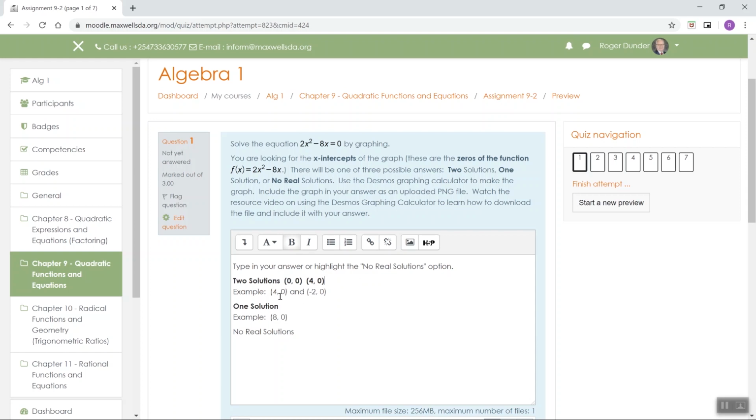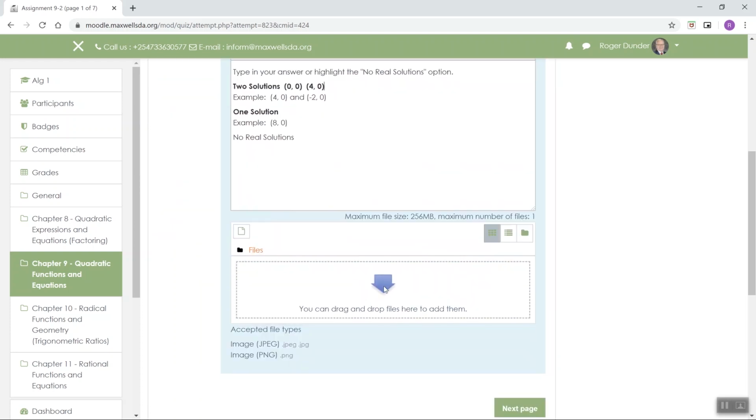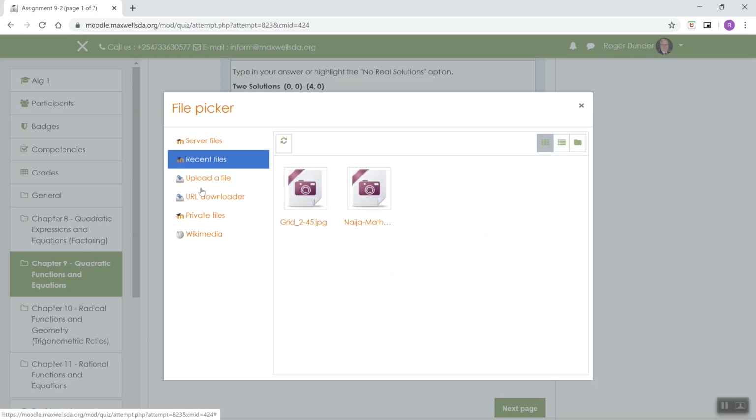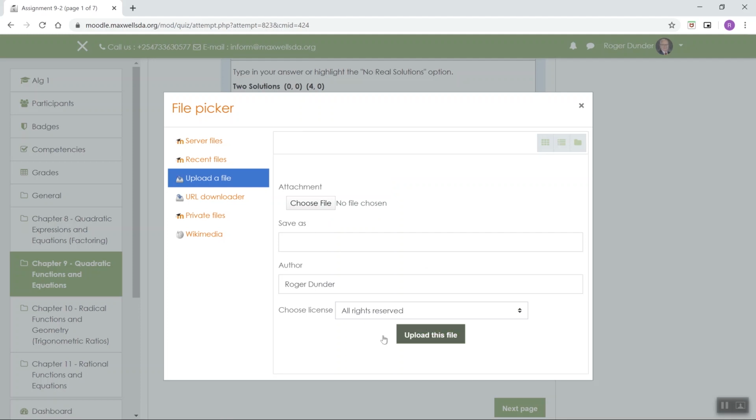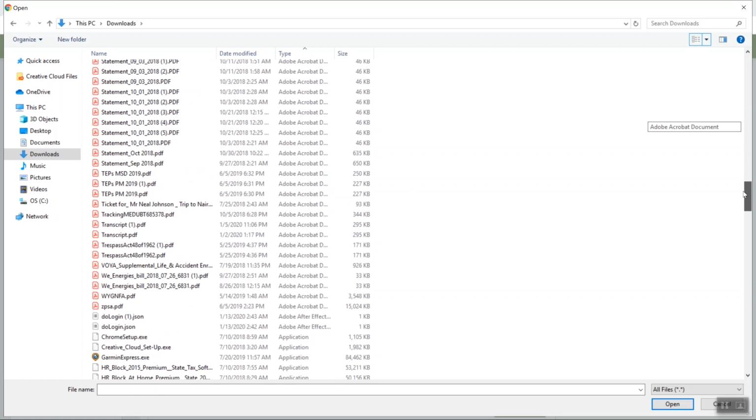Okay, 2 solutions, and we were to upload a graph because you were to solve by graphing. So right here is where we bring our file. You can click to add a file. Okay, where are we going to get our file? We're going to upload a file. Where do we find that? You know what? The easiest way is to drag and drop. It has the drag and drop option. But we can still do this. So I go to my downloads. I'm looking for PNG.